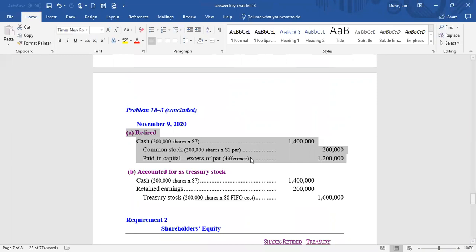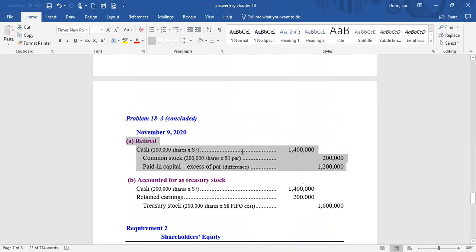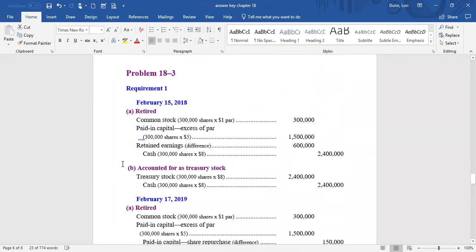So that's when you retire shares. Let's take a look if you buy the stock out of the stock market with the intention of reselling it back into the stock market in the future. Well, when that's the case, you don't immediately retire it. We don't debit common stock. We debit a contra equity account. So this goes in stockholders' equity, and it does have a debit balance because it's a contra account.